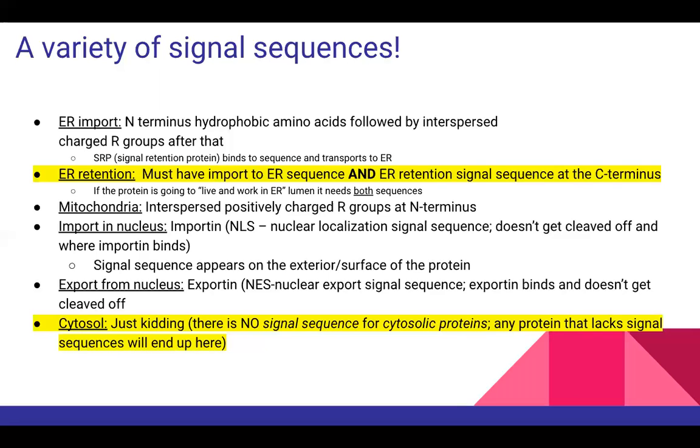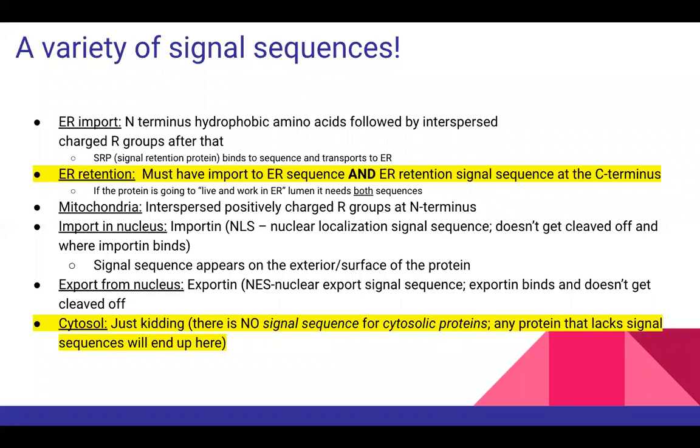And other things to highlight is that the signal sequences can vary in chemistry. So for mitochondria, the signal sequences are just interspersed positively charged R groups on the N-terminus. And then for the ER, you have hydrophobic amino acids followed by interspersed charged R groups. And since the signal sequences have varying types of chemistry, when you tweak amino acids in a signal sequence, you can have really strong effects on a protein.